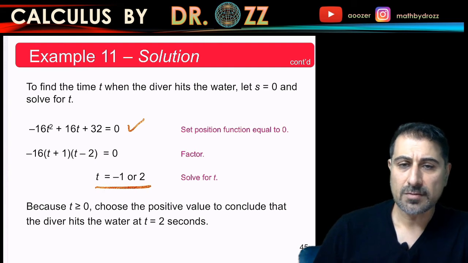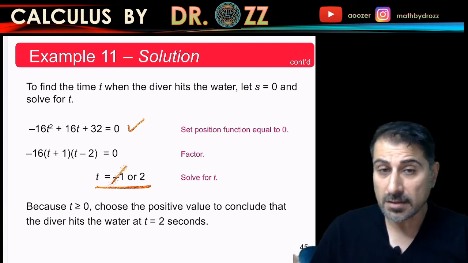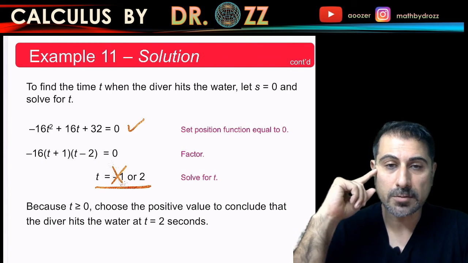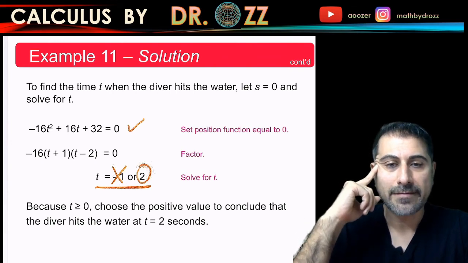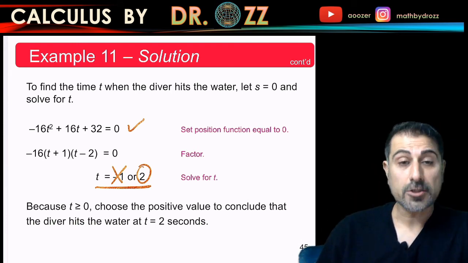Well, obviously t refers to time. Time cannot be negative, so this is redundant. So we're going to take t equals 2. After the diver jumps up, after 2 seconds, the diver is going to hit the water.